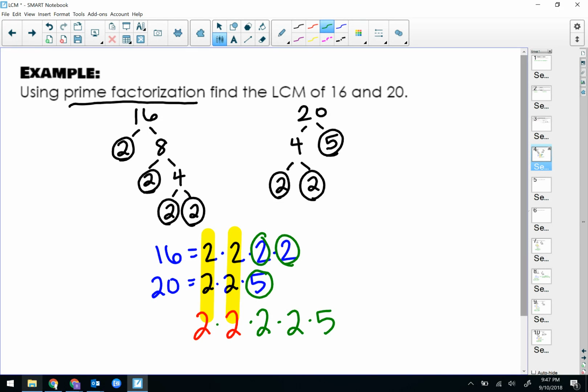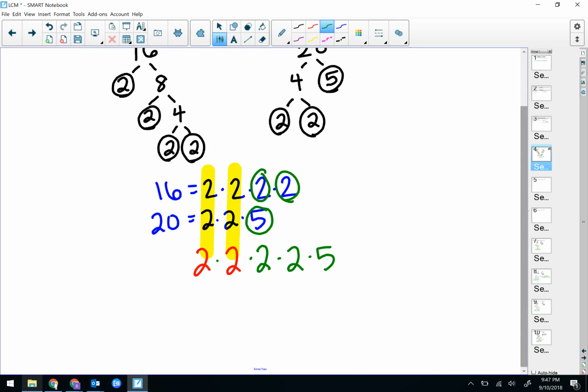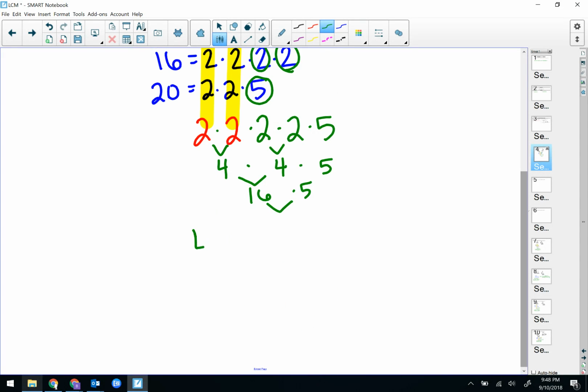So this is where you're going to have to maybe do a few steps at a time. I like to do my little carrots here. 2 times 2 is 4. 2 times 2 is 4. Bring down the 5. Now I'm going to do 4 times 4 is 16. Bring down the 5. And then 16 times 5. Anybody know? It's 80. The LCM is 80.